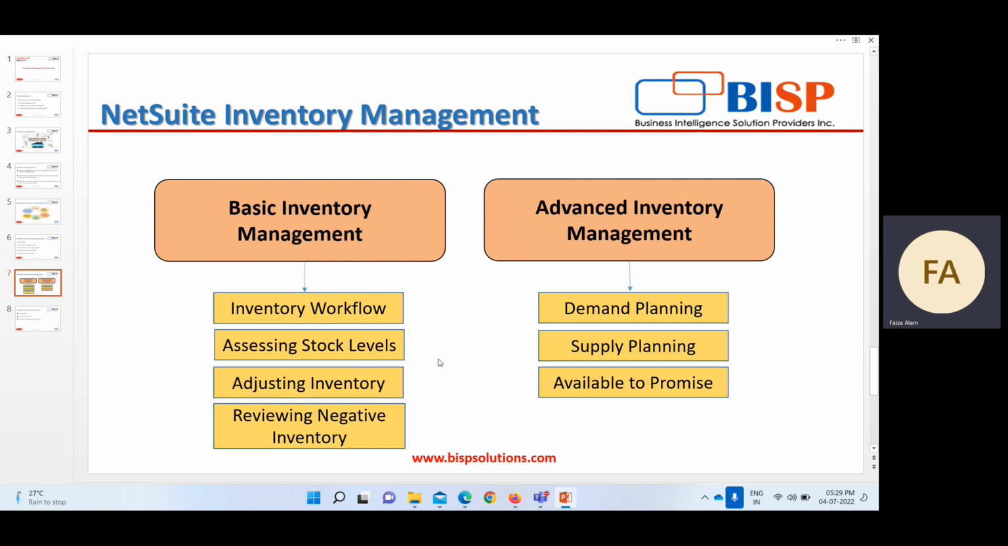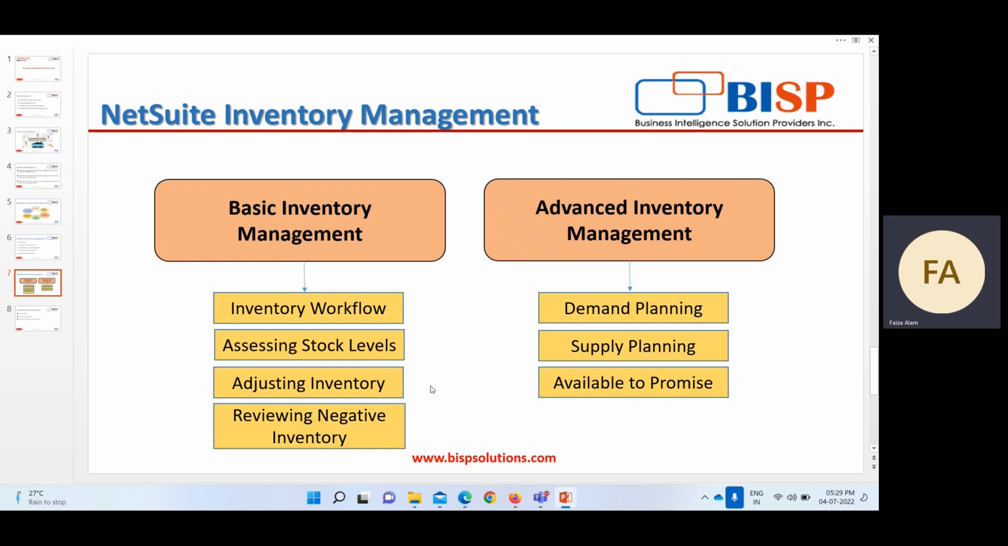Reviewing negative inventory: there are various conditions and scenarios in the business wherein the inventory gets negative, so it can be reviewed with the help of reports. We can view our negative inventories under the reports. We have to provide a certain date and the location where this inventory is available. If any negative inventory falls under that date or that location, it will be visible to us. Along with that, we can also have a view of this negative inventory in our reports. So this is about the basic inventory management.